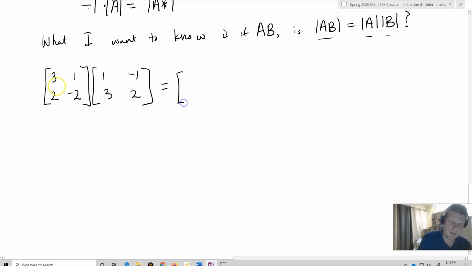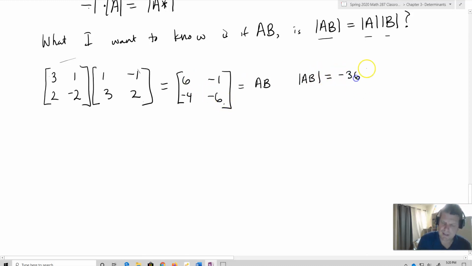And that's going to equal 3 times 3 is 6, and then negative 3 plus 2 is negative 1, 2 plus negative 6 is negative 4, and negative 2 plus negative 4 is negative 6. So this is equal to AB. And so the determinant of AB is going to equal 6 times negative 6, which is negative 36, minus negative 4 times negative 1. So this ends up being negative 40. That's great. Now, I know here, actually, this was BA, wasn't it?